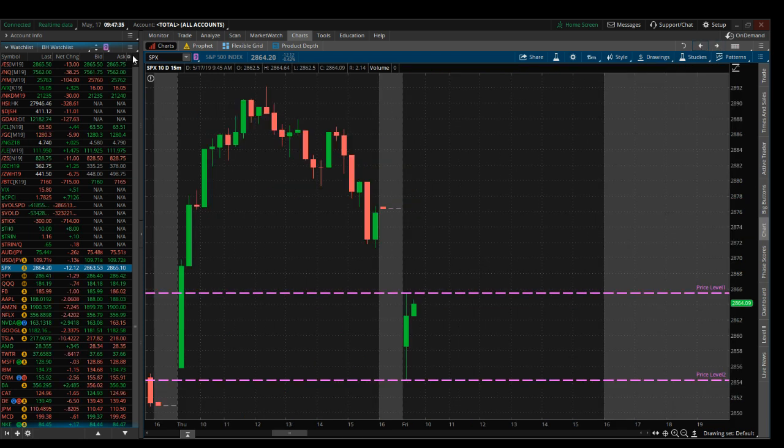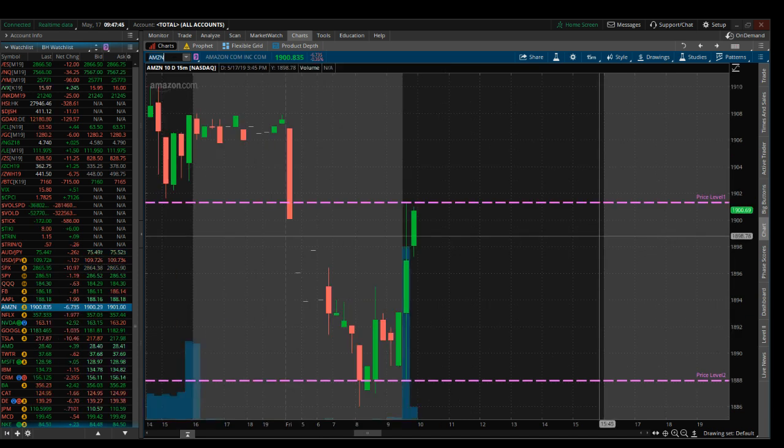What else? Back to Amazon. Amazon's over 1900 now, so it might be worth a shot. What we can do is use a stop instead of doing the full stop through it. I'd like this 15-minute bar to close though. I really don't want to trade a break of this right now.